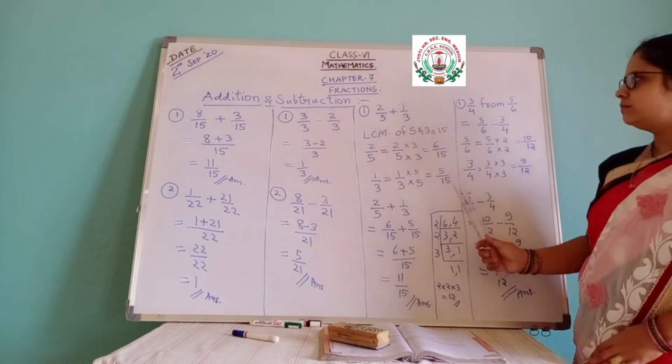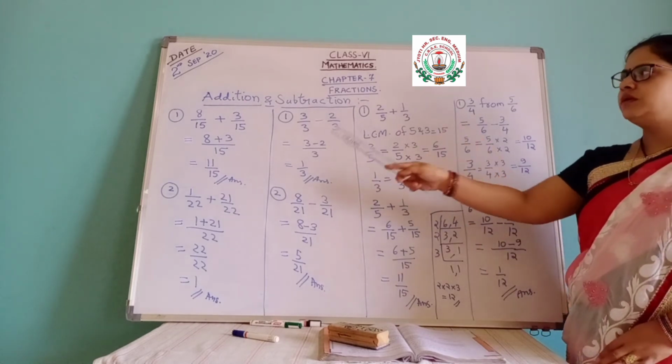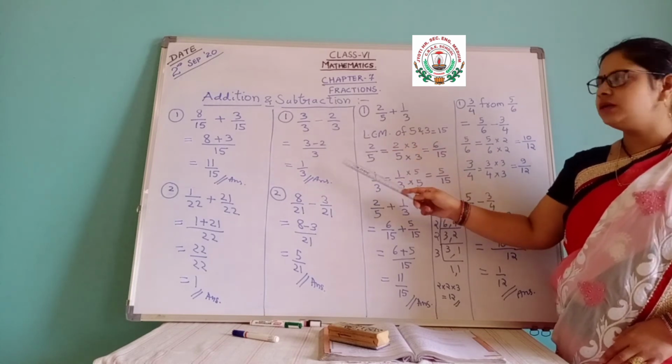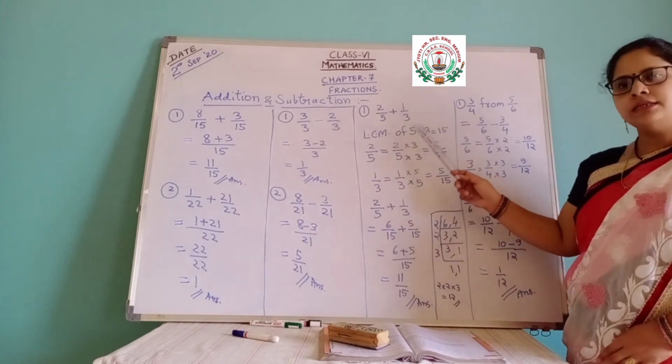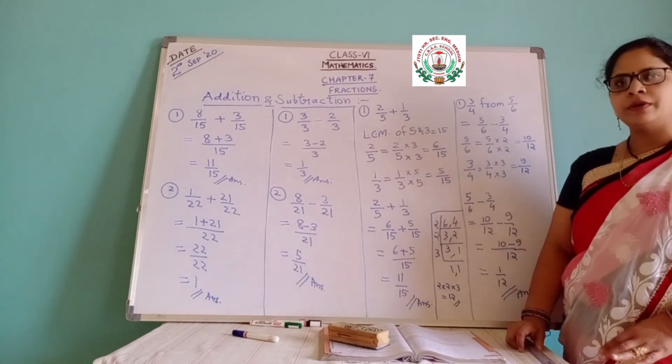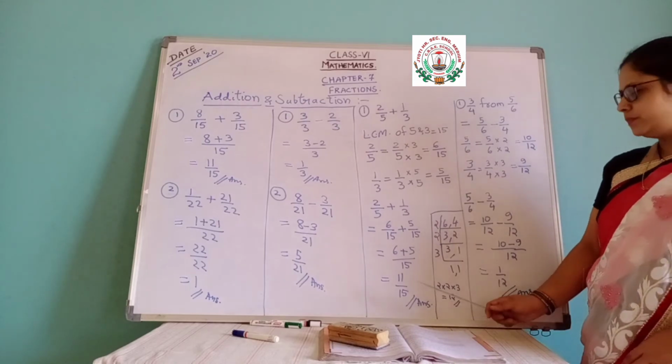So we have completed the addition and subtraction of similar denominators and of different denominators. So this much we have completed about the examples of addition and subtraction.